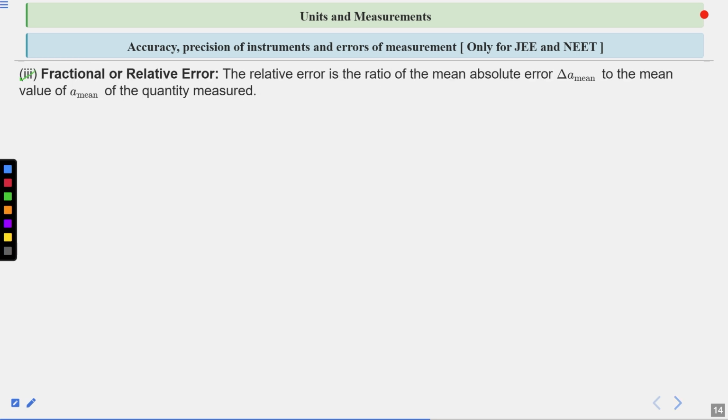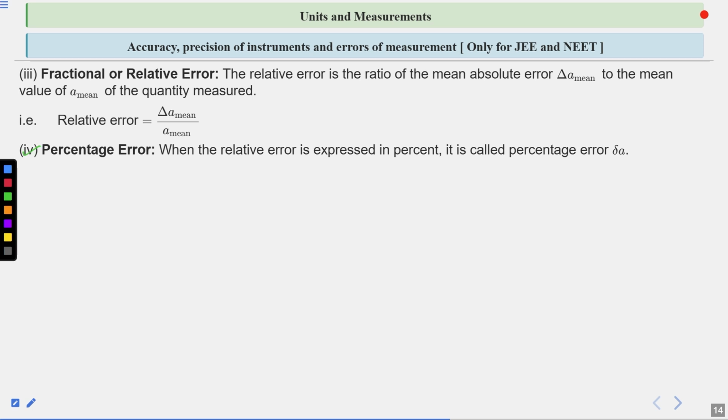Third is fractional or relative error. The relative error is the ratio of the mean absolute error, that is ΔA mean, to the mean value A mean of the quantity measured. So the representation of the fractional or relative error is this: relative error is equal to ΔA mean divided by A mean. This is the formula to calculate the relative error: the mean absolute error divided by the mean value of the given data.